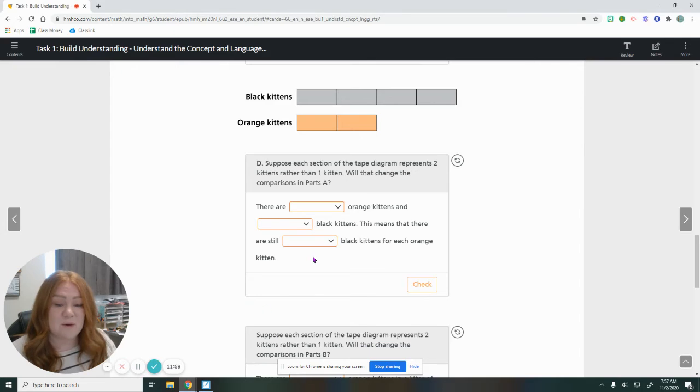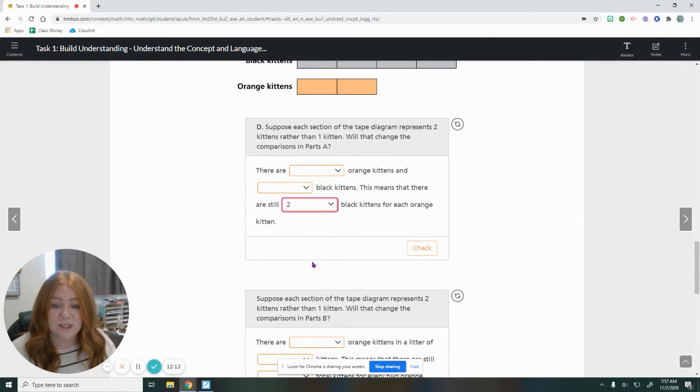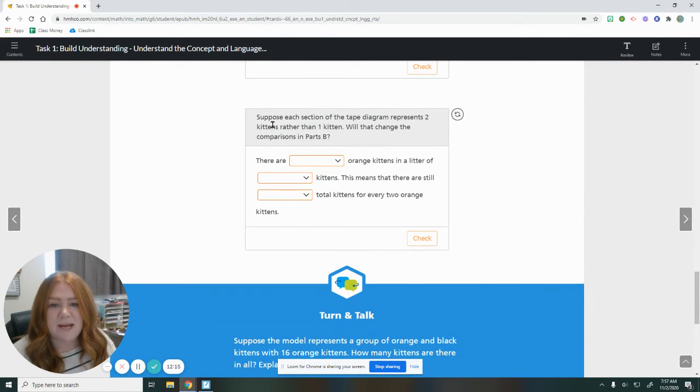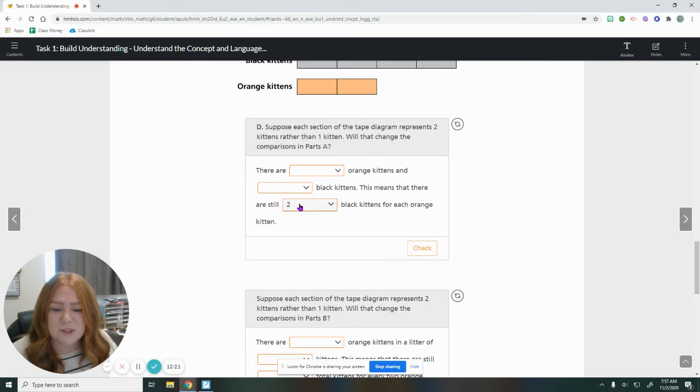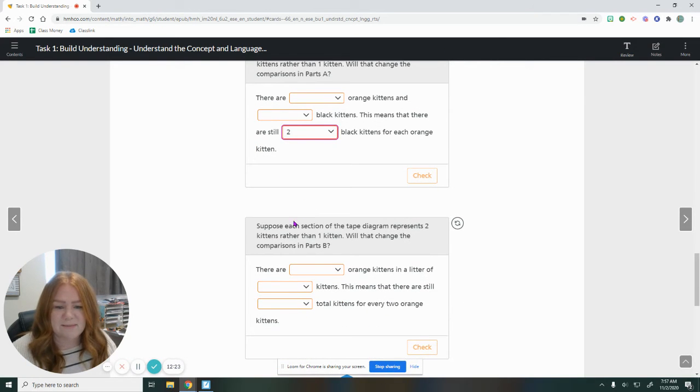So let's see if we can answer those questions now. So if we had 2 in every section, how many orange kittens were there and how many black? But there are still 2 black kittens every time we have 1 orange one. So now suppose each section of the tape diagram represents 2. So we're still doing the same thing.